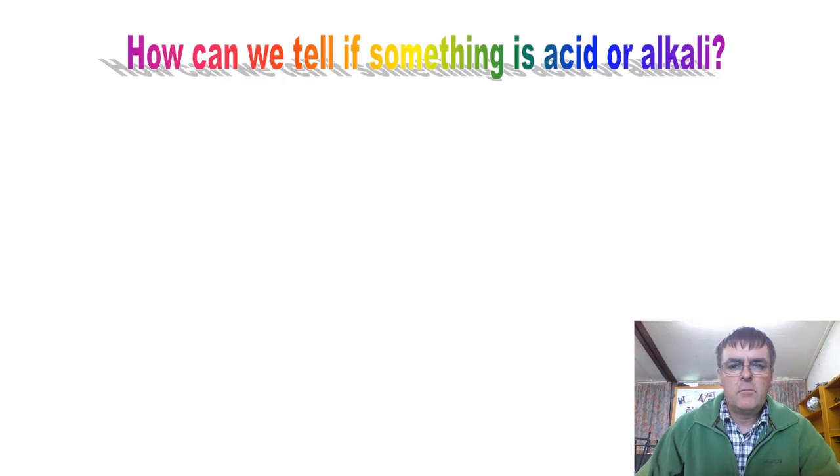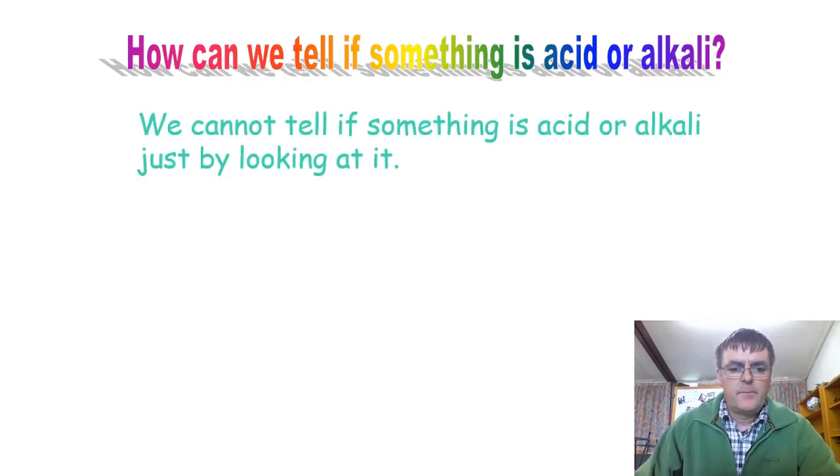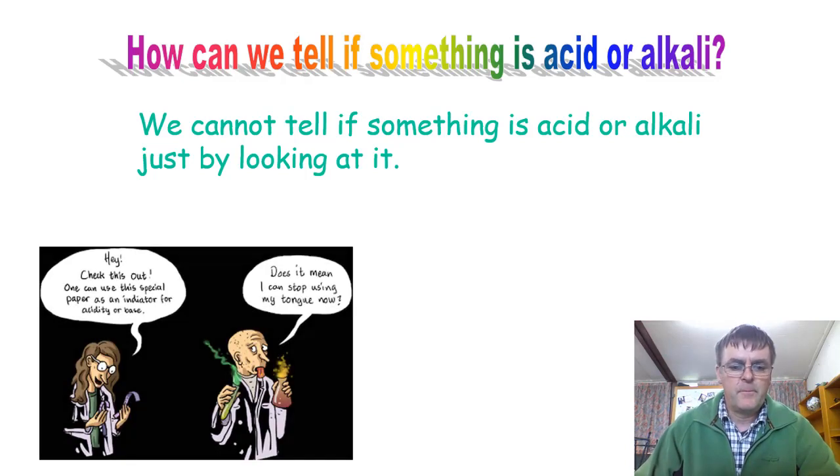We've made something in the lab. Is it an acid or is it an alkali? How do we tell? You can't just tell by looking at it. A lot of things that we've got in bottles in the chemistry store just look like water. Sometimes you can see it's a bit gloopier than water, but it looks like water. We just can't tell. We need to do something else.